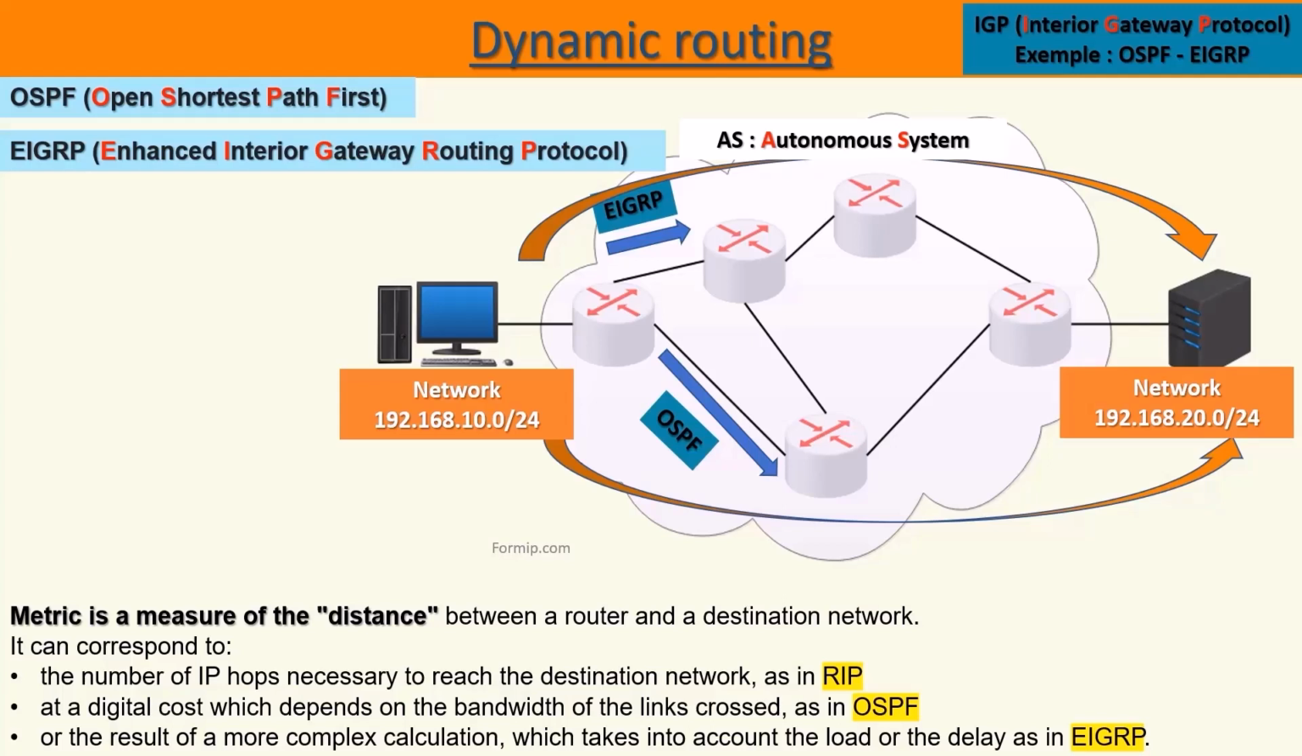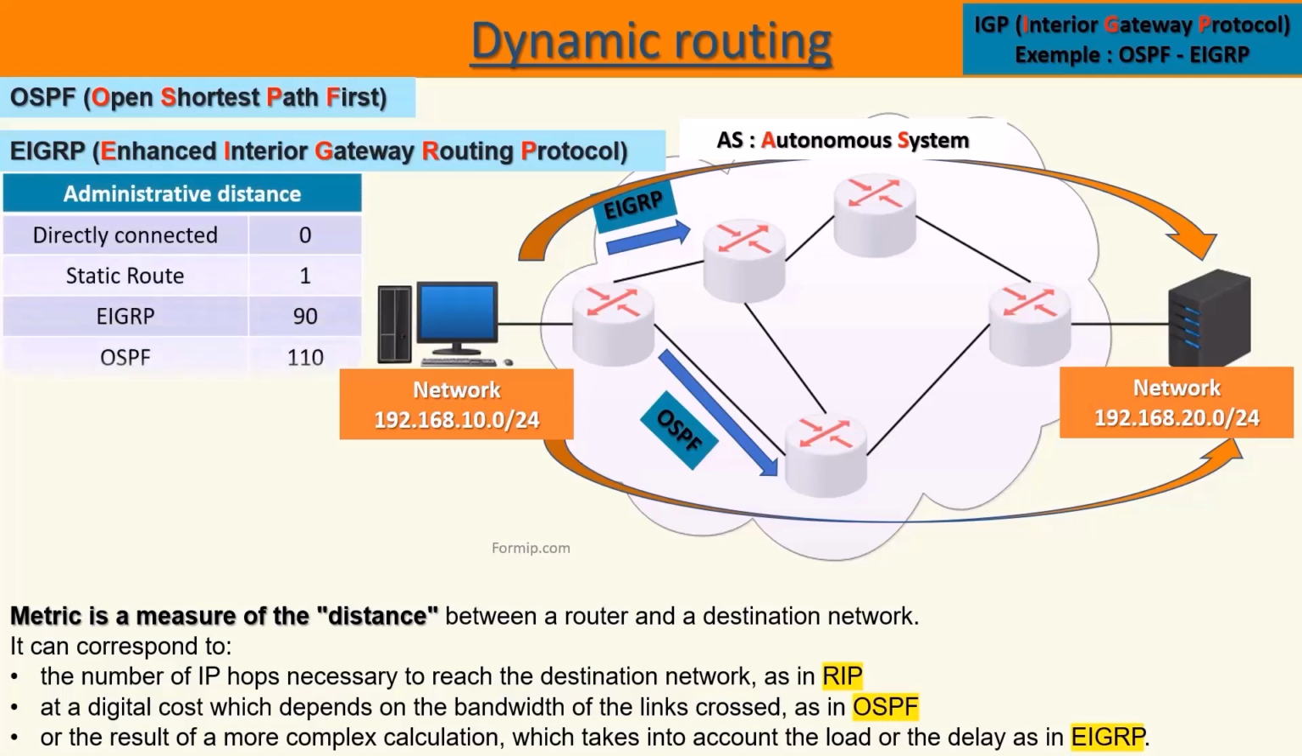When two routing protocols provide information on the same destination network, the router must make a choice. You cannot use one path for EIGRP and another for OSPF. The router will make that decision thanks to the administrative distance. The lower the administrative distance, the better. As you can see, a directly connected route has an administrative distance of 0. This is normal since it is directly connected to the router, so that is the most reliable thing.